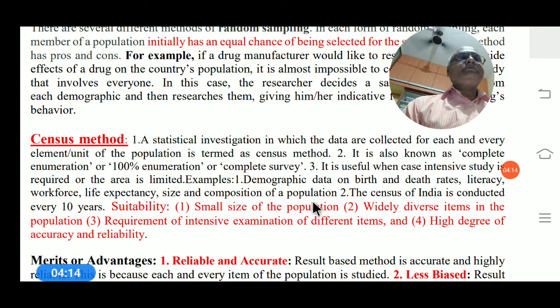One unit, birth to birth or date to date, collect data. So census in India is conducted every 10 years.